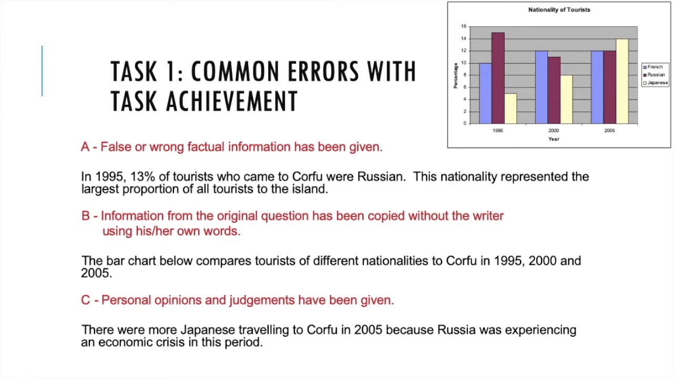This is quite common as well. So people make assumptions based on the information. They bring their own opinions into the chart. Okay, this information about the economy. You might read about the Russian economy and there might have been something happening in 2005, but it's not shown here. In the chart, you can only report back the information that you see in the chart. So it should be reported back coldly. There shouldn't be any appraising language. Okay, no emotional language.